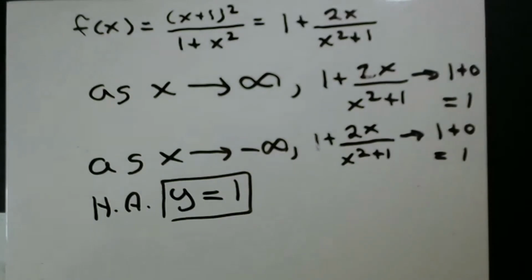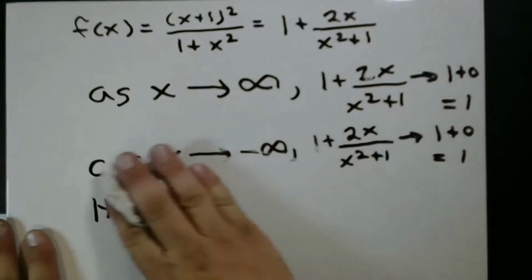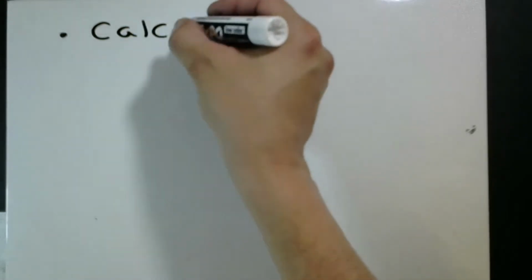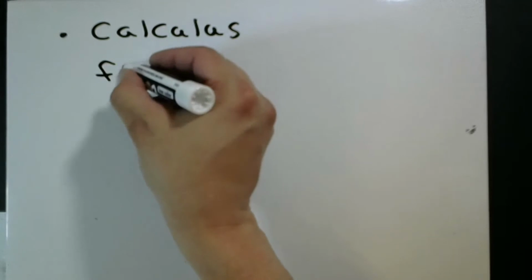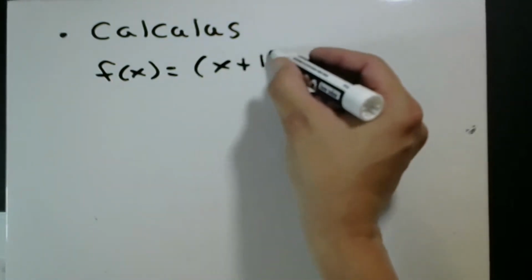Now, the other method we can use is from calculus. A little more, I guess you could say, precise. So again, we take f of x. I don't know about precise is the right word.